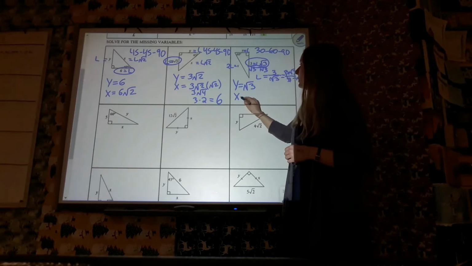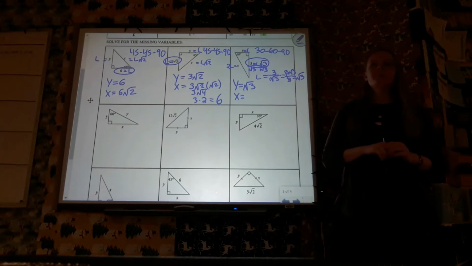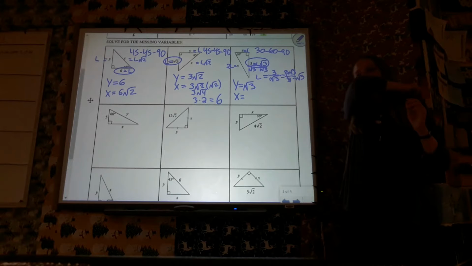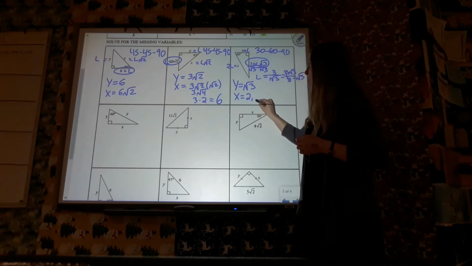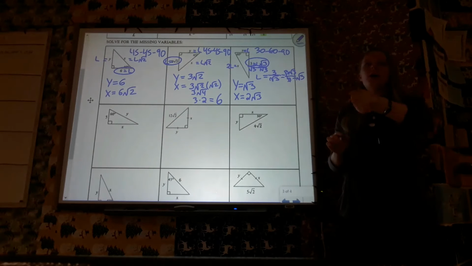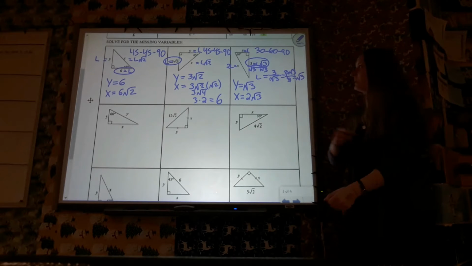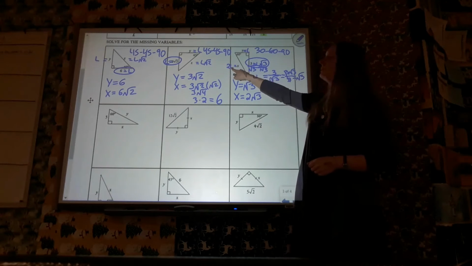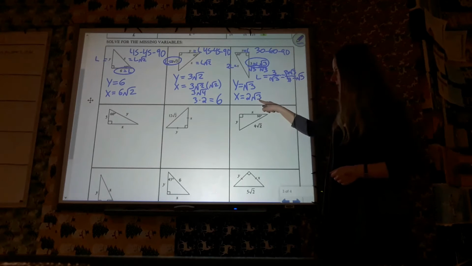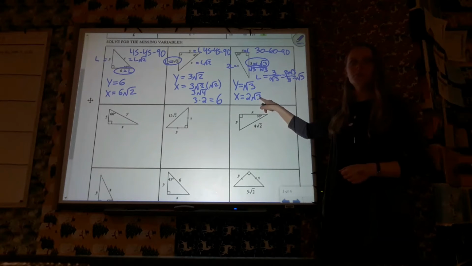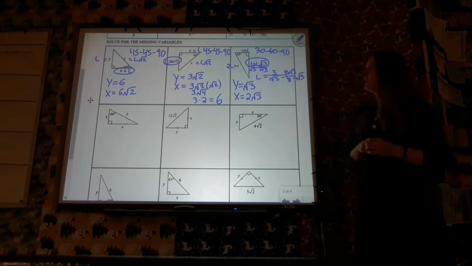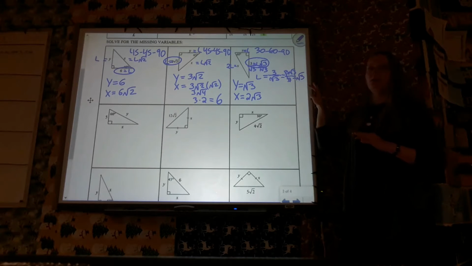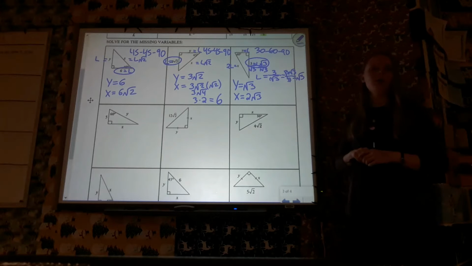Now, what about x? 2 root 3, exactly. Once you know L, again, that's the key to unlocking all the rest of the questions. Once you know L, you just plug it in. 2 times L would be 2 times square root of 3, so you just write it like that. There should be no decimals or anything like that in this lesson. This is the hardest of the questions, so if you can handle that, you'll be fine.